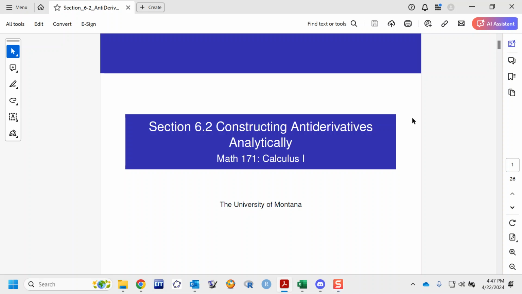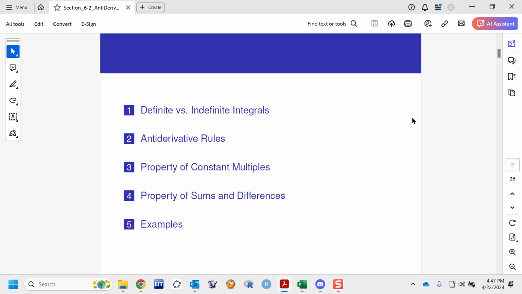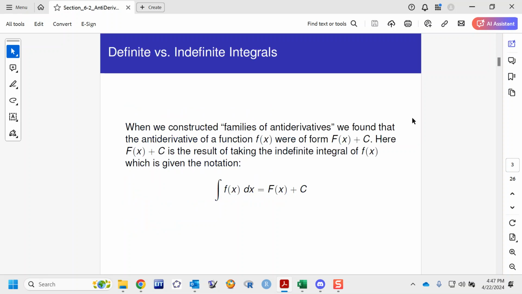So if we're constructing antiderivatives analytically, just a review of what the difference between a definite and indefinite integral is, and then the antiderivative rules. We'll talk about properties of constant multiples, sums, and differences, and then give some examples.